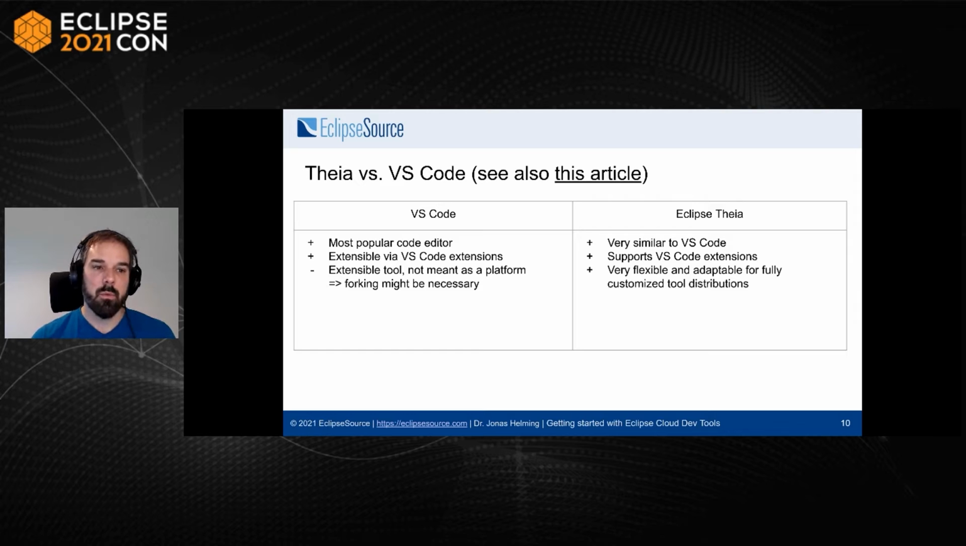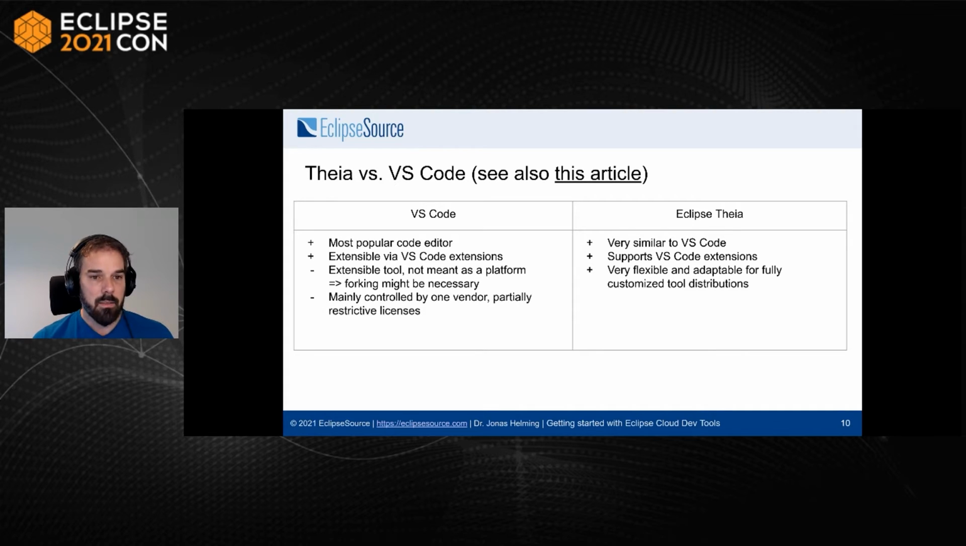Theia in turn is really a platform. It's not meant as a ready-to-use tool, but meant as a platform to build tools. And consequently, it has a very flexible architecture, and you can really fully customize it to your needs. And very likely, you don't need to fork it. You can even replace core components of Theia without forking it, which is very convenient if you build custom tool distributions based on it. And that's its main purpose. And that's why it's not surprising that there's a difference here.